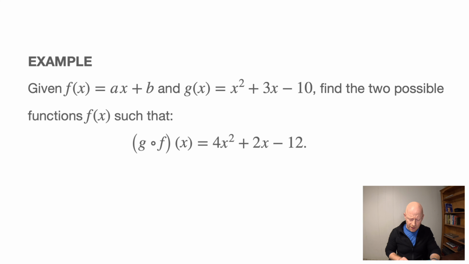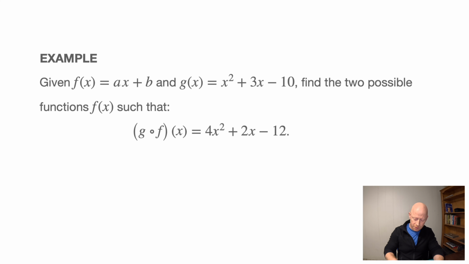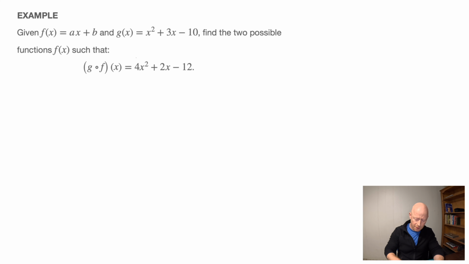We're told, given f of x equals ax plus b and g of x equals x squared plus 3x minus 10, find the two possible functions f of x such that g of f of x equals 4x squared plus 2x minus 12. Now if you're up for it, go ahead and press pause and try solving this on your own, and if not, let's get started. So I'll start by moving this question to the side, like so. And as I always do, I'll quickly write SOL here for solution.